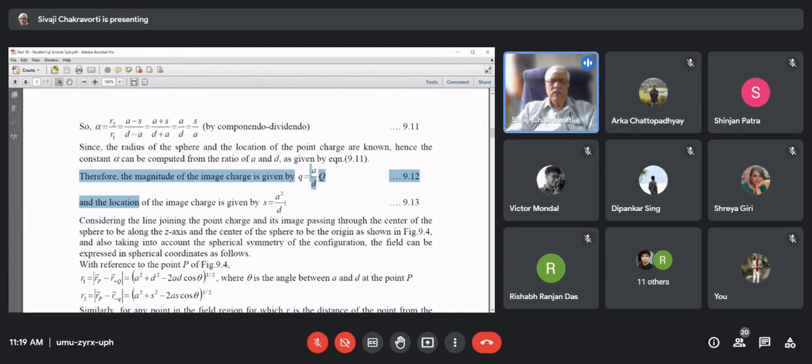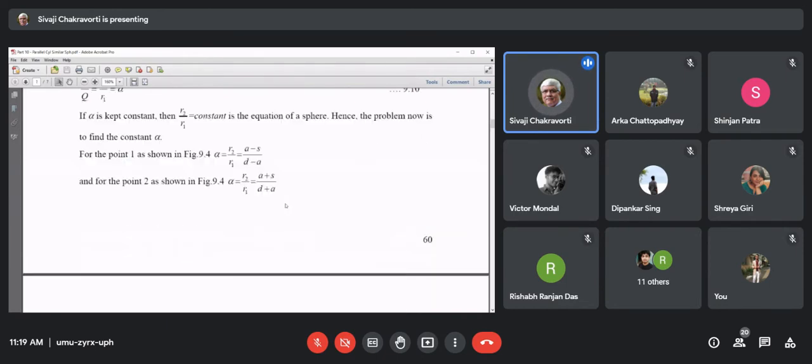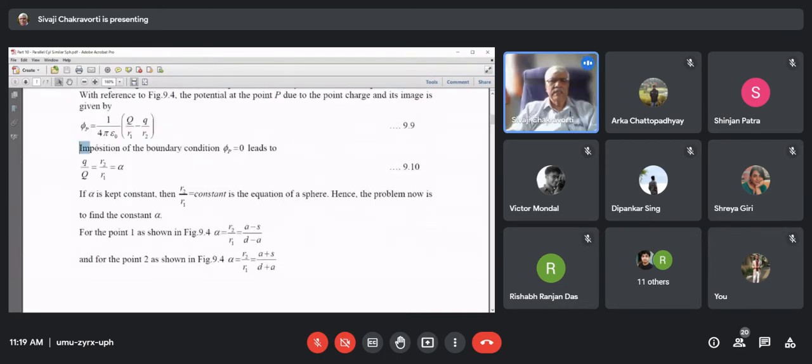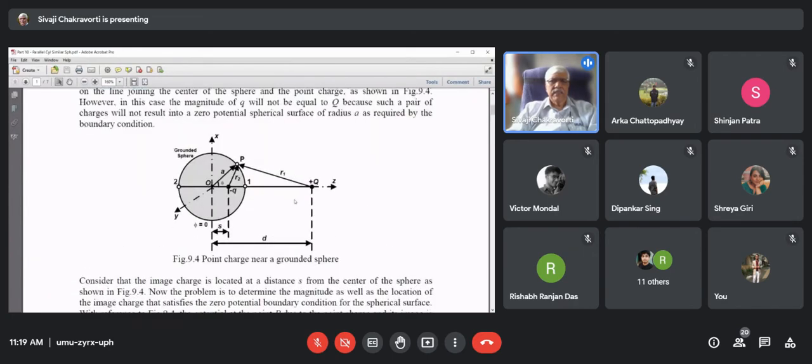That means now we know what is the magnitude of the image charge and what is the location of the image charge. And please remember, we have already applied the boundary condition that phi P is equal to 0. So therefore, this spherical surface under this condition that R1 by R2 is equal to constant is our grounded sphere. That means that minus q is the image of plus Q with respect to this grounded sphere.